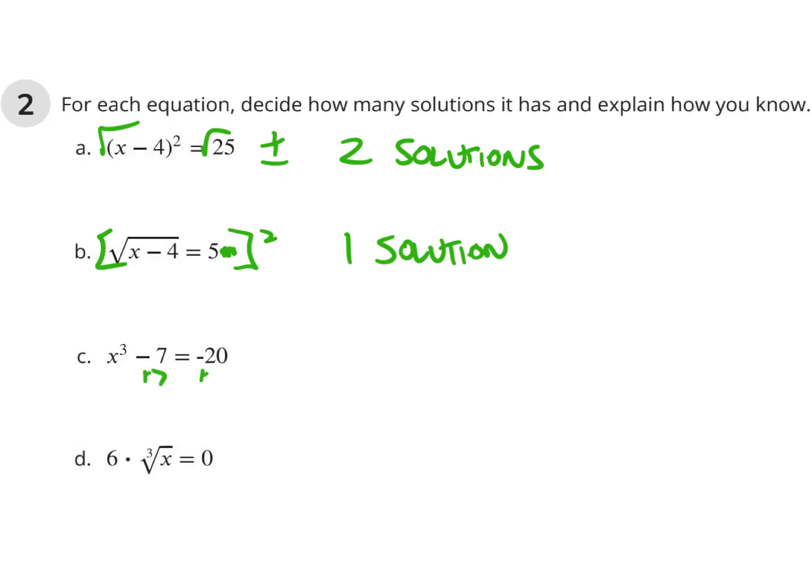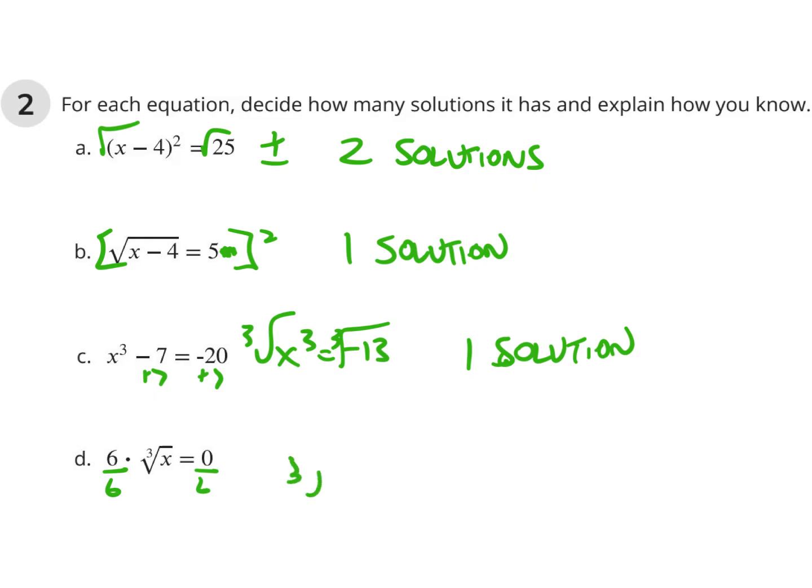We add 7 to both sides. We get x cubed is equal to negative 13. We can take the cube root of both sides. You can take the cube root, so you get 1 solution. Okay. Divide by 6. The cube root of x equals 0. When I cube everything, I still get 0. So 0 is a number. It may have no value, but it's still a number.